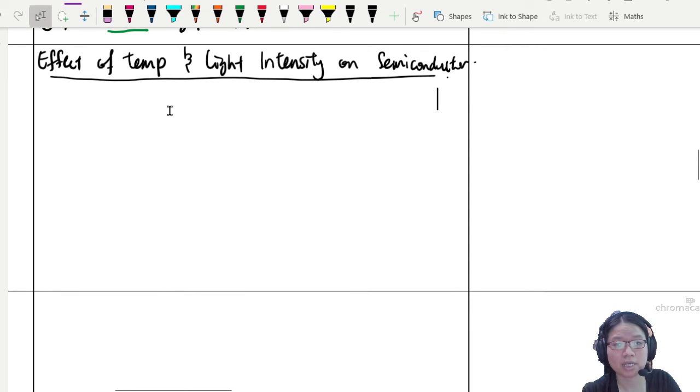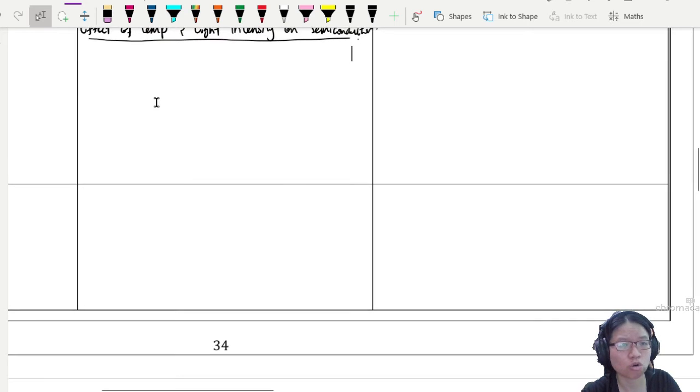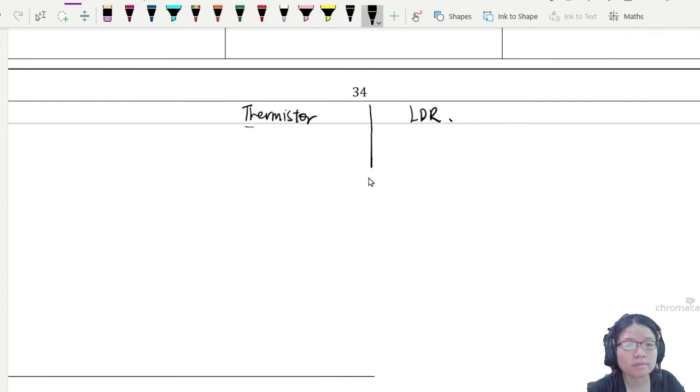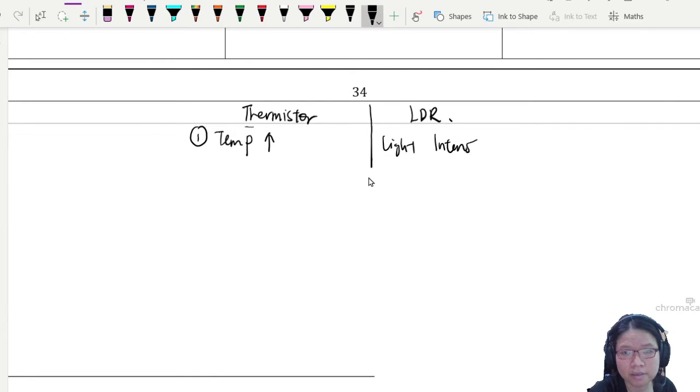But before we write out the essay, we got to plan a bit. So I'm going to now draw a flow chart. Okay, we will draw this flow chart to help us sort out the information. So just now we've learned that thermistor, number one, to increase the energy of the electron in the thermistor semiconductor, we will increase temperature. So you will say something like temperature increase. Whereas for LDR, light intensity increase.